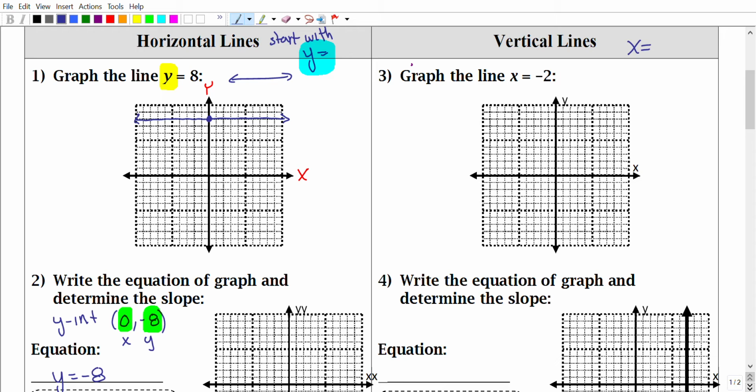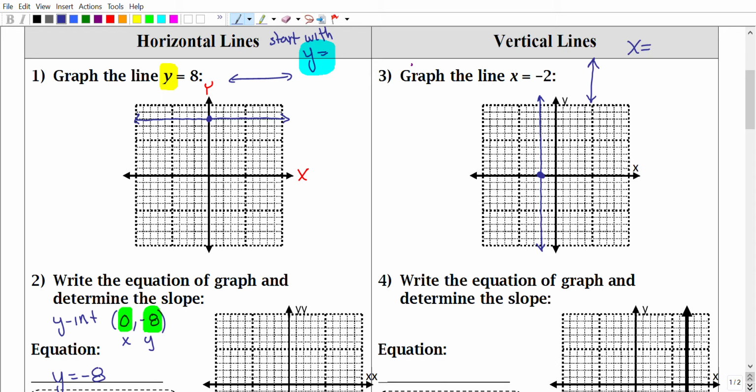Okay, well, like I said, these are vertical lines, so it's going to go straight up and down. And it's going to go straight up and down at what? At x equals -2. Well, where is x equals -2? X equals -2 right there. Okay, and it has to be a vertical line. That's actually pretty good. So I have a vertical line at -2.